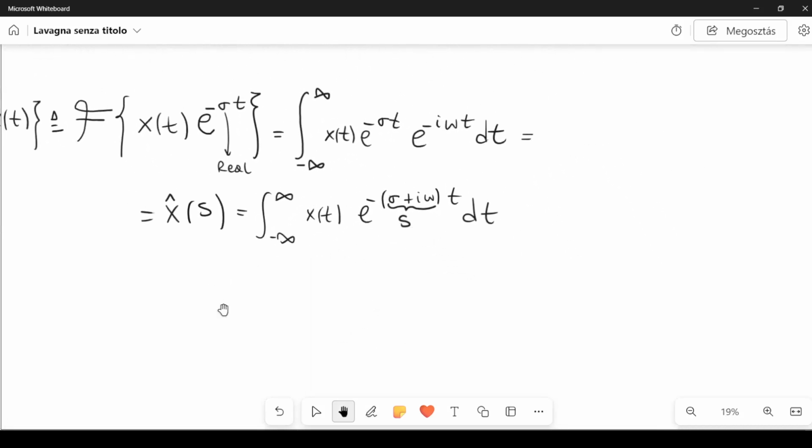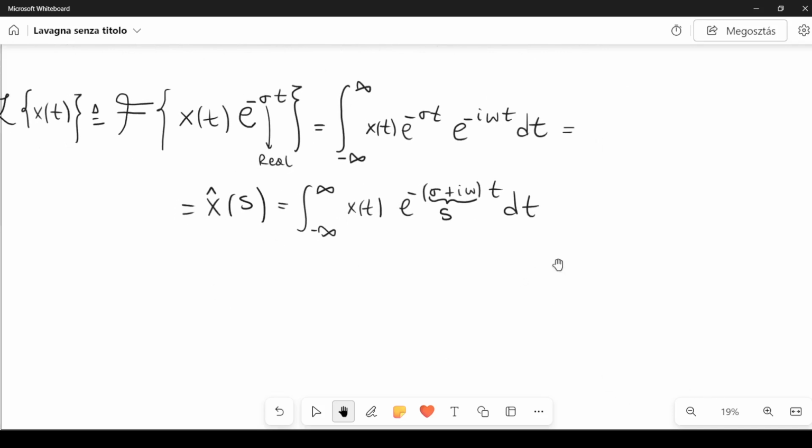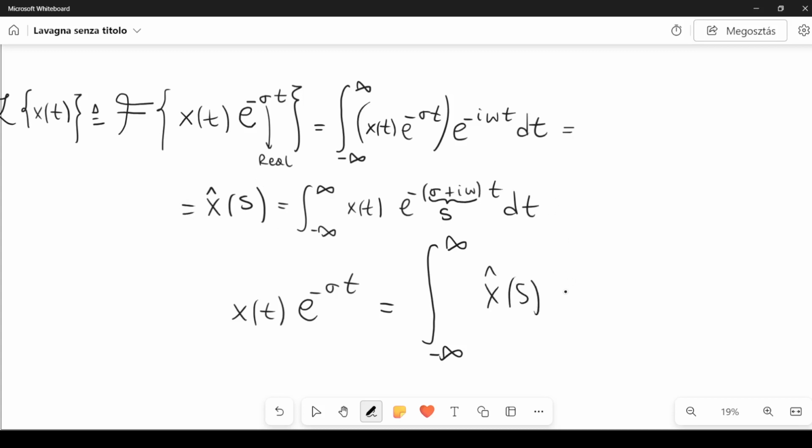Now we can use the inverse formula for the Fourier transform, because we have defined this as a Fourier transform. We know the inverse Fourier transform and the Fourier transform, and in particular we take them for granted. So from here we can reconstruct the signal x of t multiplied by e to the minus sigma t, because this is the signal, if you want, that we have here. This is equal to the inverse transform from minus infinity to plus infinity of this object here, x hat of s, and then we have e to the I omega t d omega divided by 2 pi. So this is how we can define it.